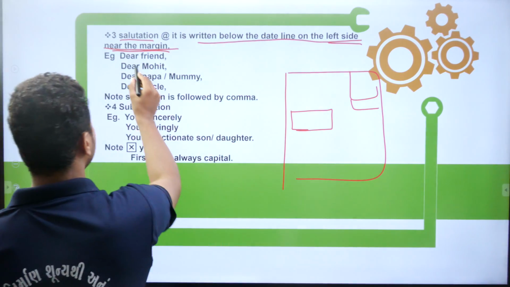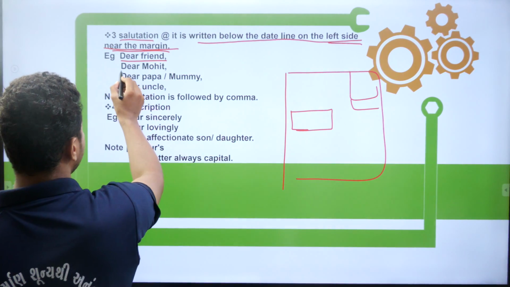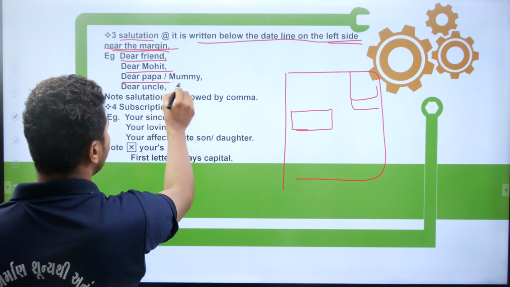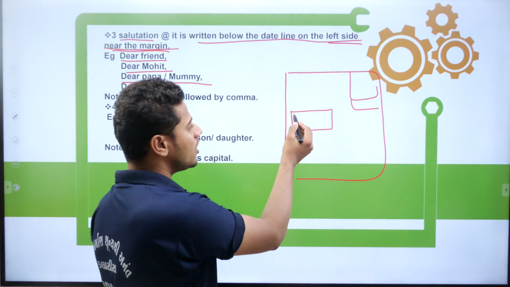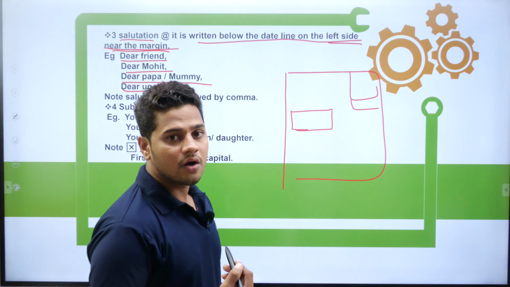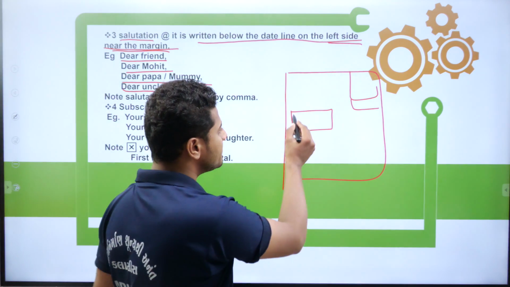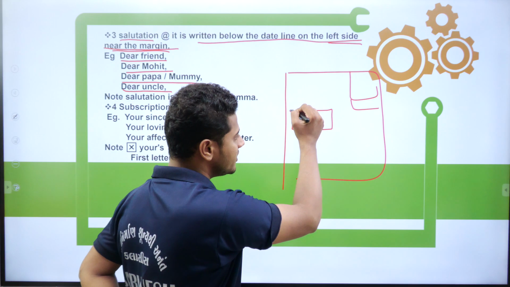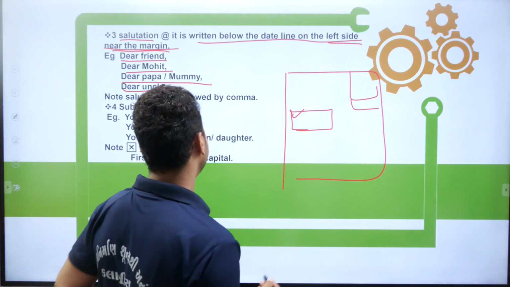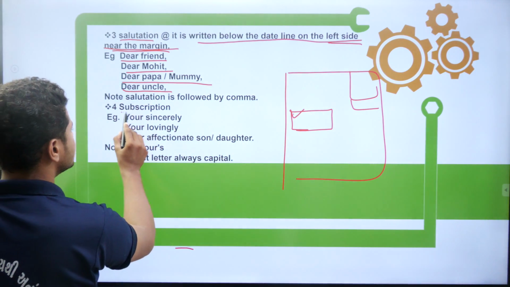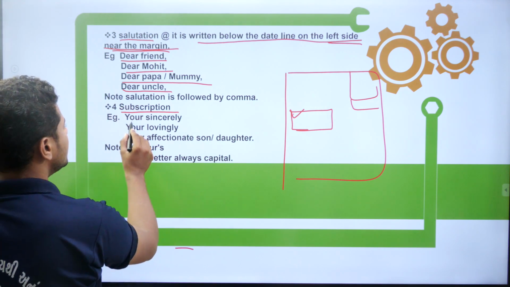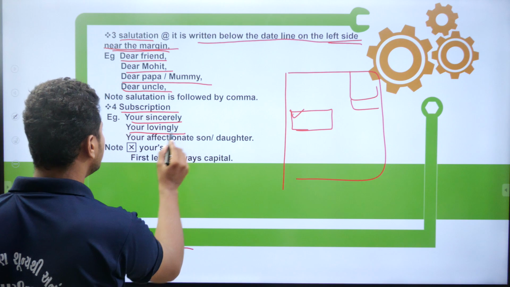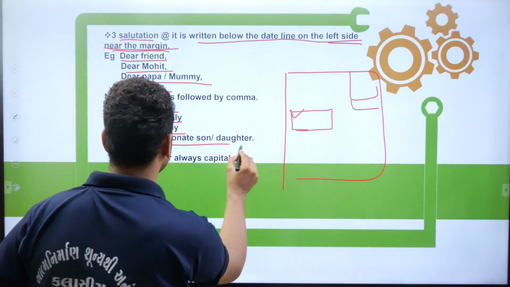Here you can see examples: dear friend, dear Mohit, dear Papa and Mummy, dear uncle. We give salutations to those people to whom we are sending the letter. Their names we have to write as the salutation. Later on we have to write the subscription, such as yours sincerely, yours lovingly, your affectionate son or daughter.